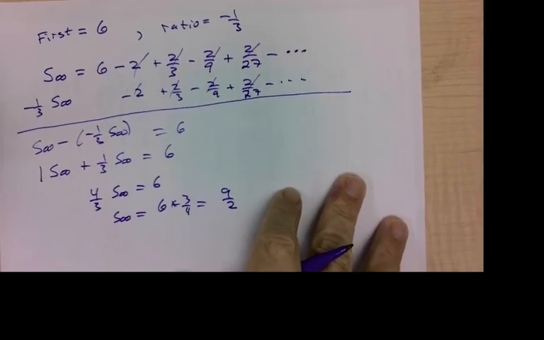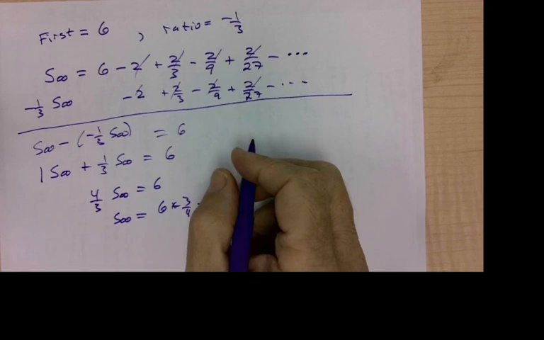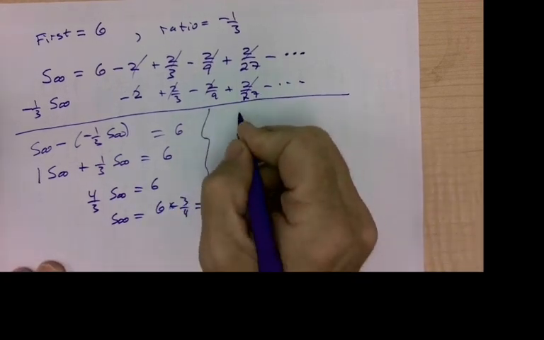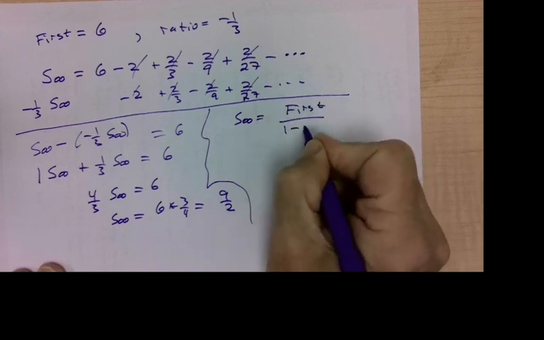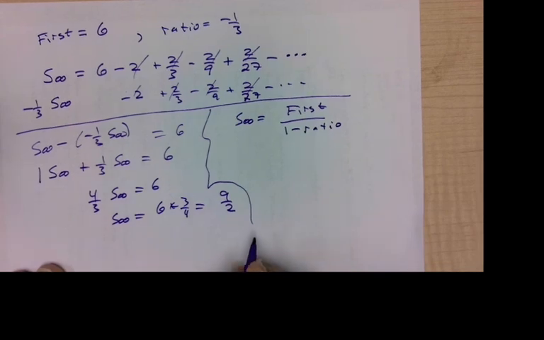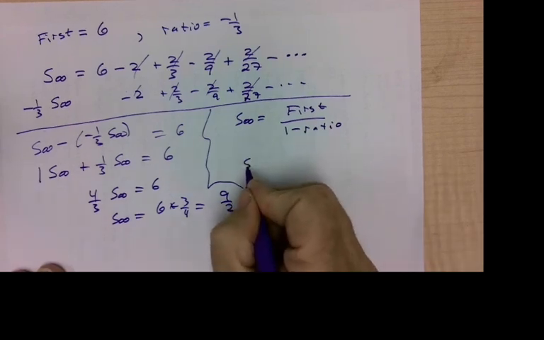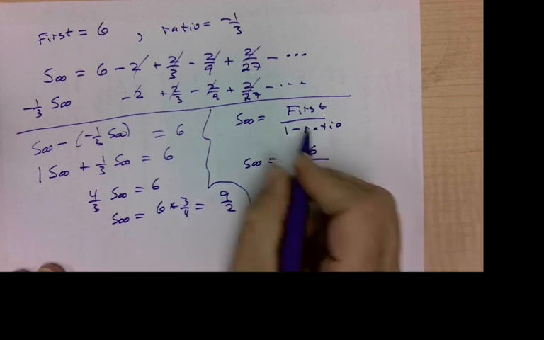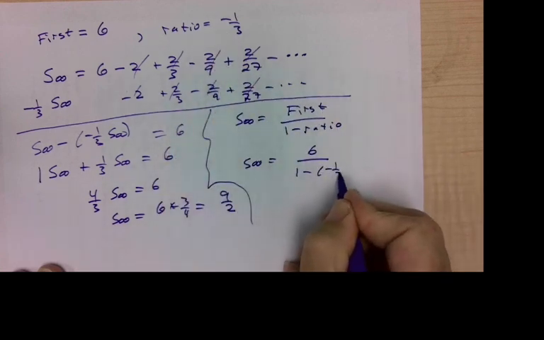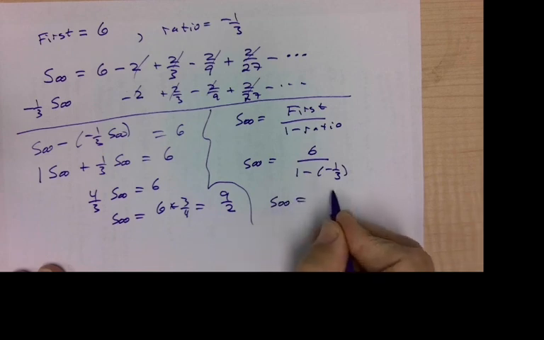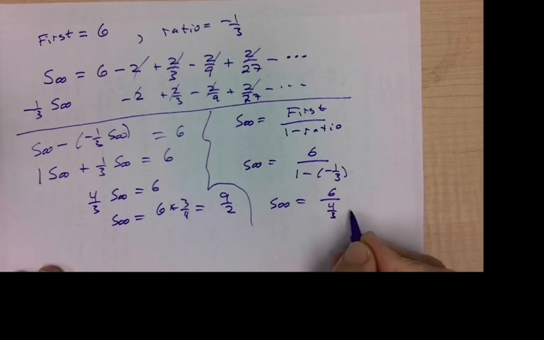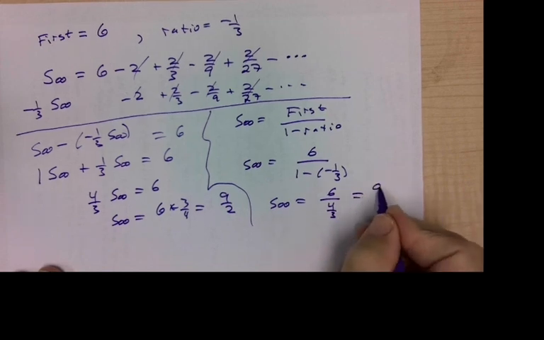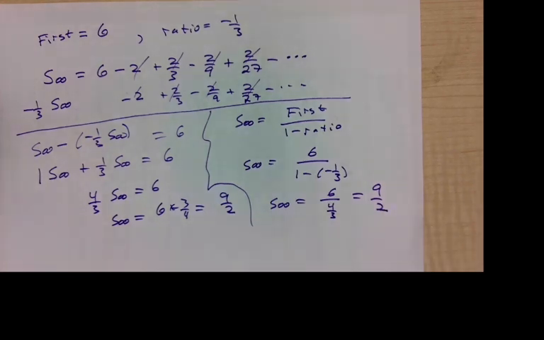We were able to get our 9/2, but remember, I said that the quick formula is S infinity is first over 1 minus the ratio. S infinity is the first term over 1 minus the common ratio. So what's my first term here? 6. 1 minus the common ratio, 1 minus negative 1/3. S infinity is 6 over 1 plus 1/3, 6 over 4/3, which of course is 6 divided by 4/3, 6 times 3/4, which is 9/2. So that's a nice strategy to use.